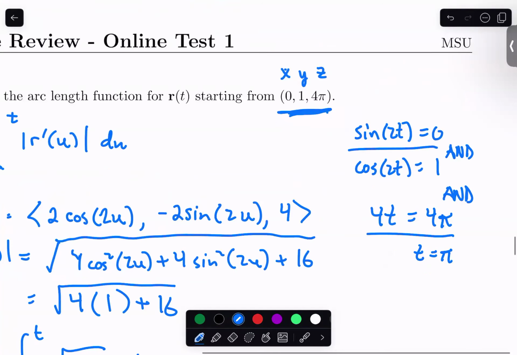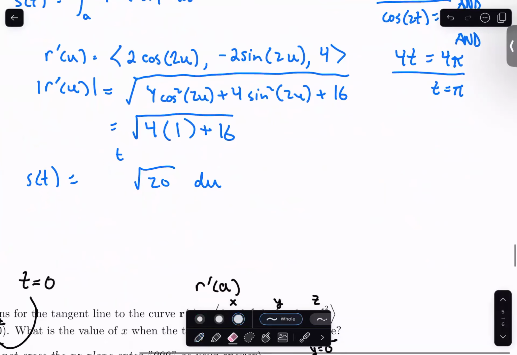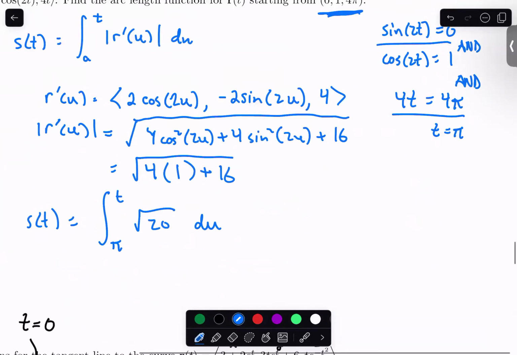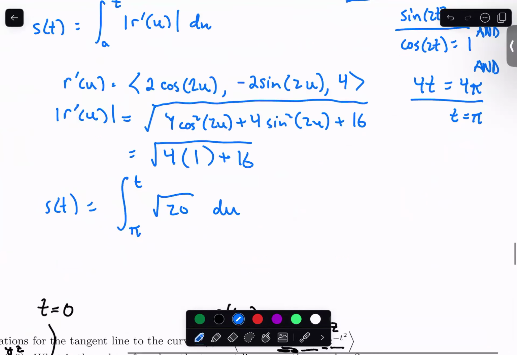So the time value that's associated with this point, when am I at this point, is when time is pi. All this to say, my starting time is going to be pi. So again, starting from the point 0, 1, 4 pi, the time that's associated with that point is pi.